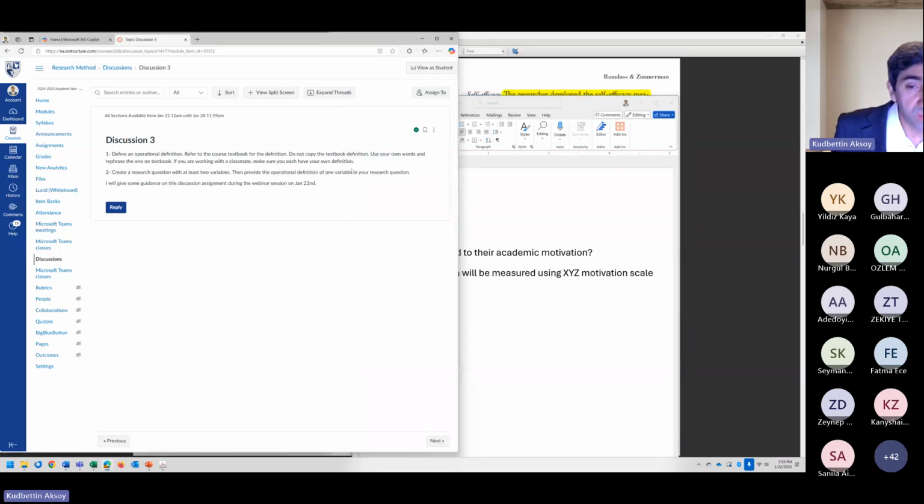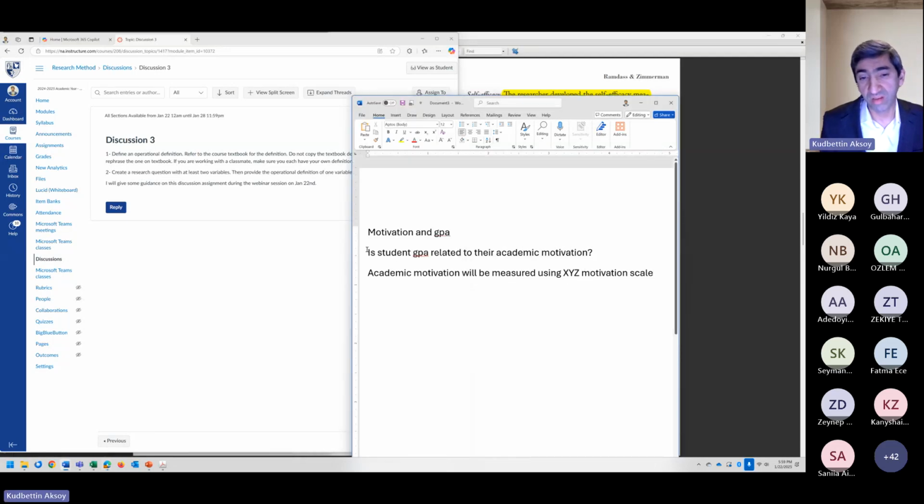So provide the operational definition of one variable. That's it. I finished this in 2 lines. It's okay if you do the same. It's better if you elaborate and go more.